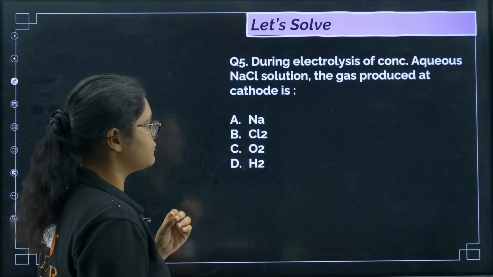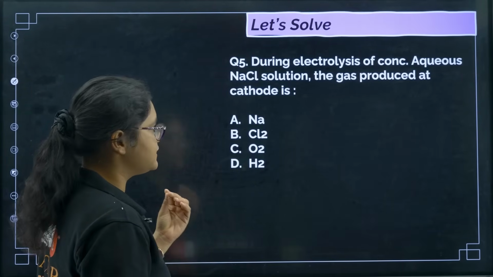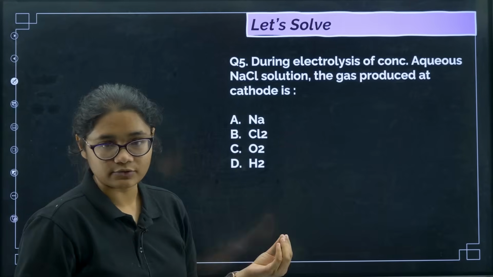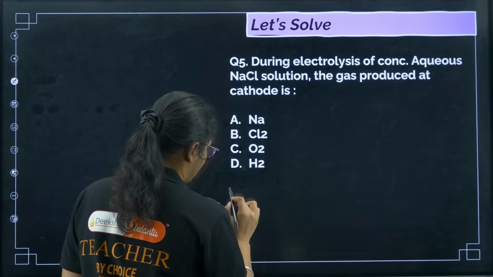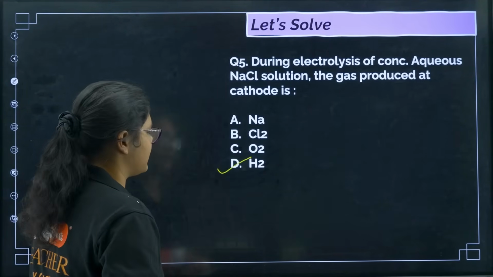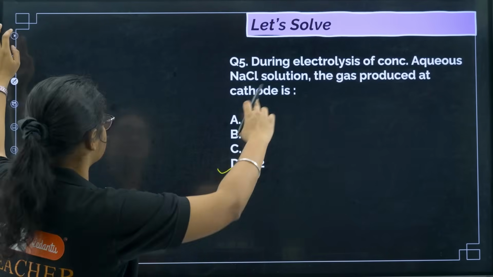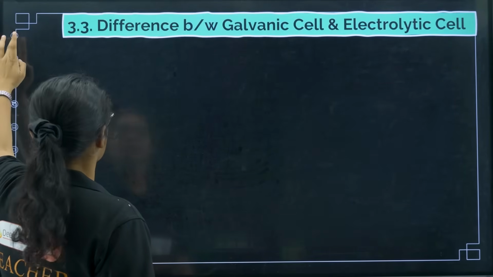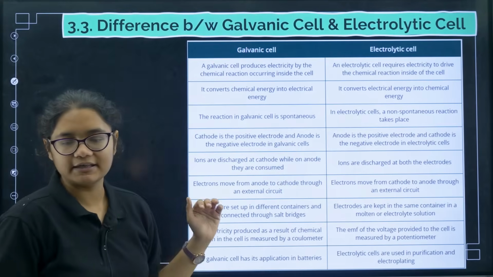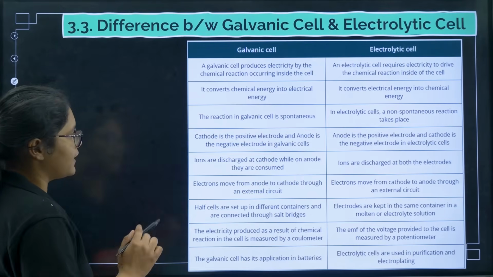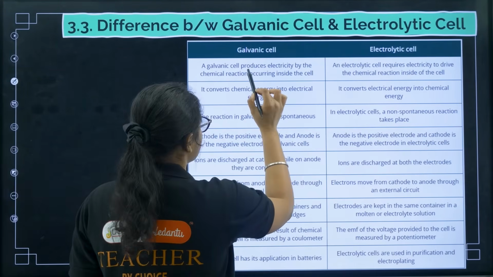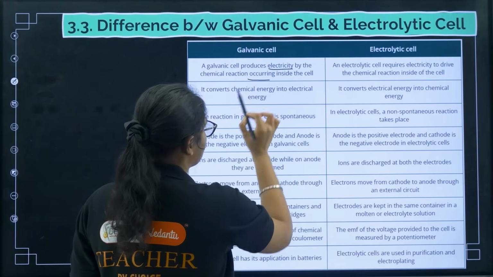During electrolysis of concentrated aqueous NaCl, which gas is produced at the cathode? Here H2 gas will be produced at the cathode, because it is an aqueous solution of NaCl. Now let us see the difference between a galvanic cell and an electrolytic cell. Very, very important, you should have a clear understanding. A galvanic cell produces electricity using a chemical reaction.